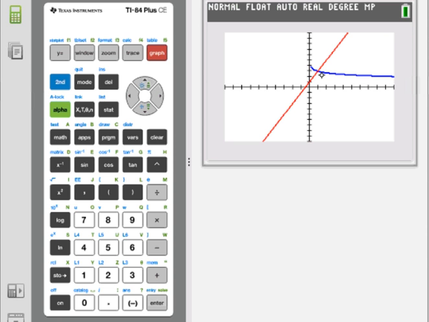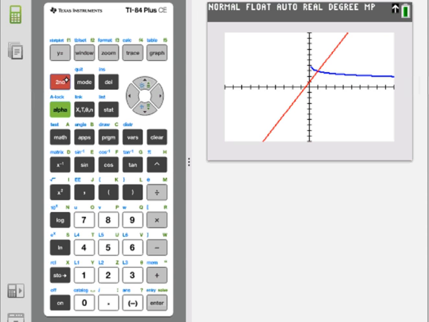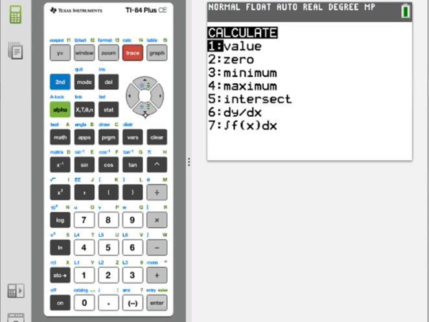So we're going to go ahead and use our graphing calculator to do that. We're going to use the intersect feature. So we're going to go to second trace. That'll bring up our calculate feature. And we're going to go down to intersect, option number 5. We'll hit enter.